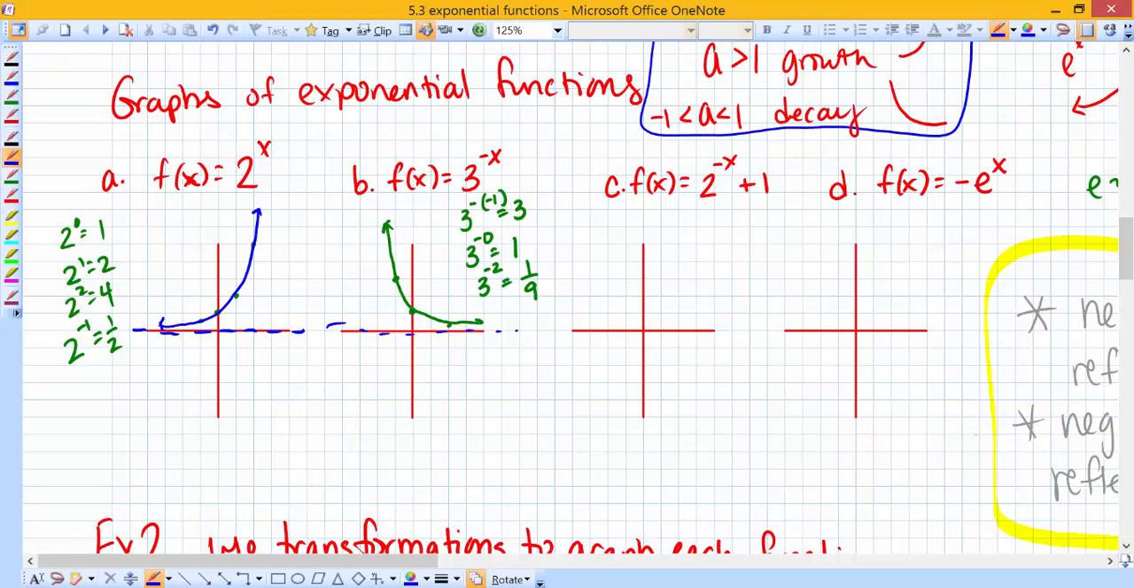So when I look at C, this negative exponent is actually going to make this graph decay, where in A it was growth. So instead of 1, 2, it's going to be negative 1, 2. So here would be my graph. Sorry, that looks so bad.